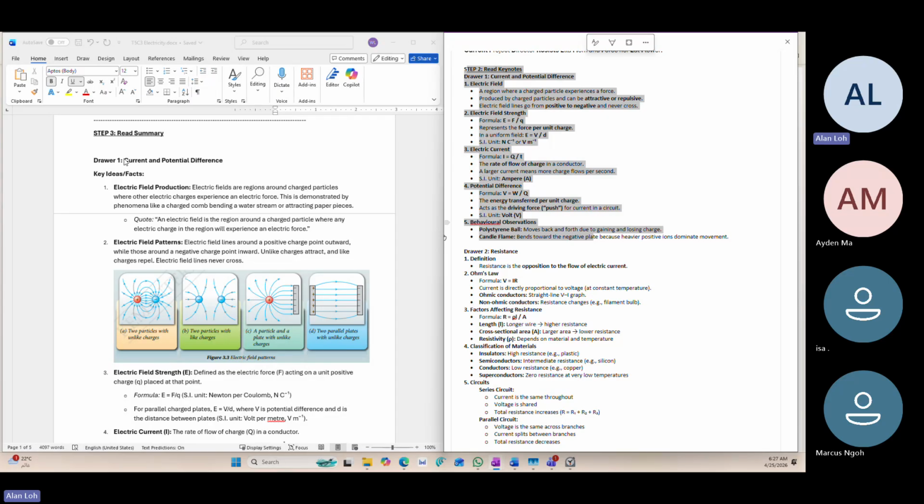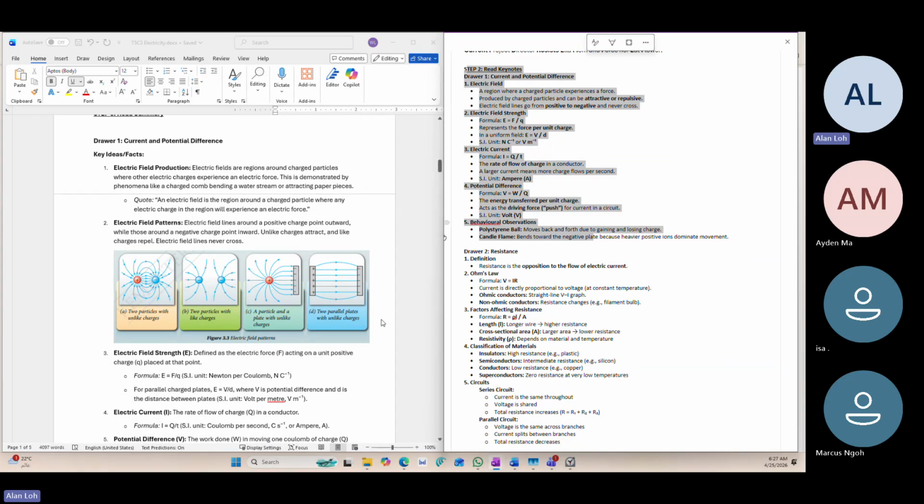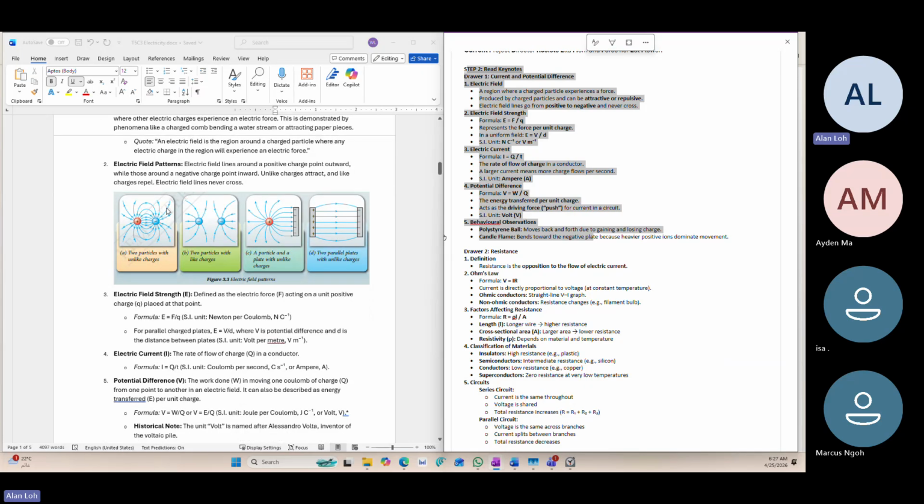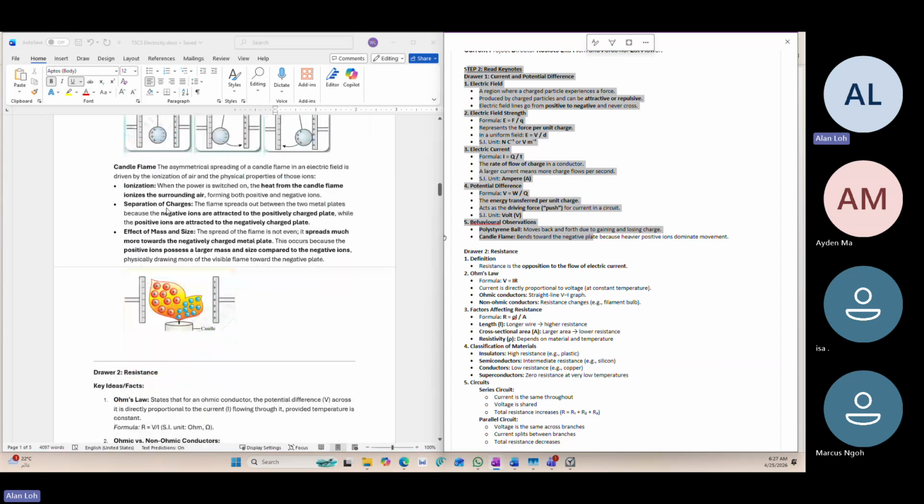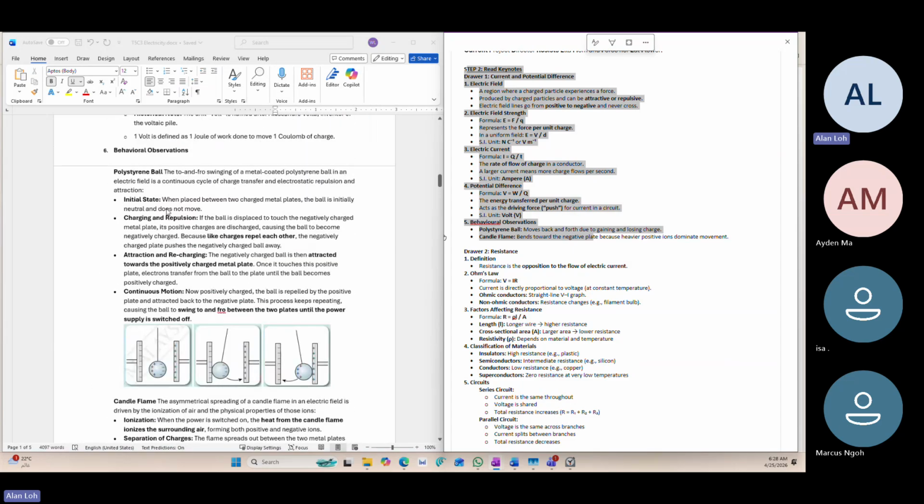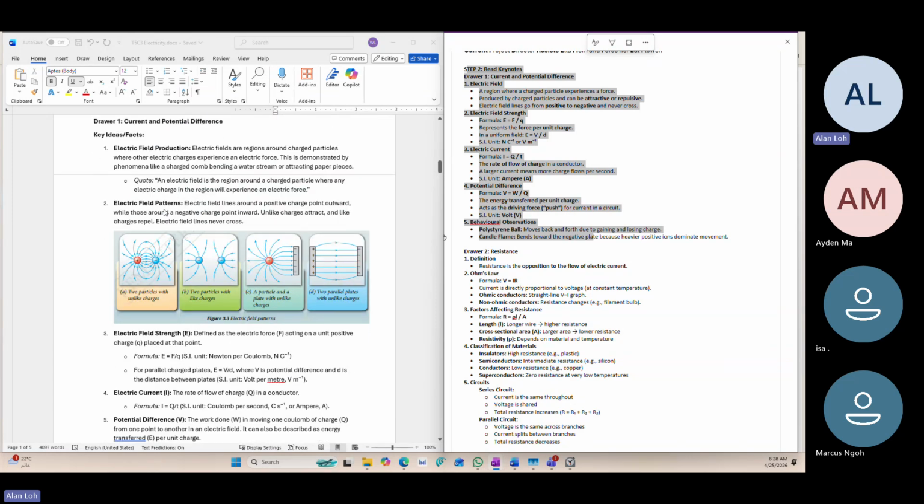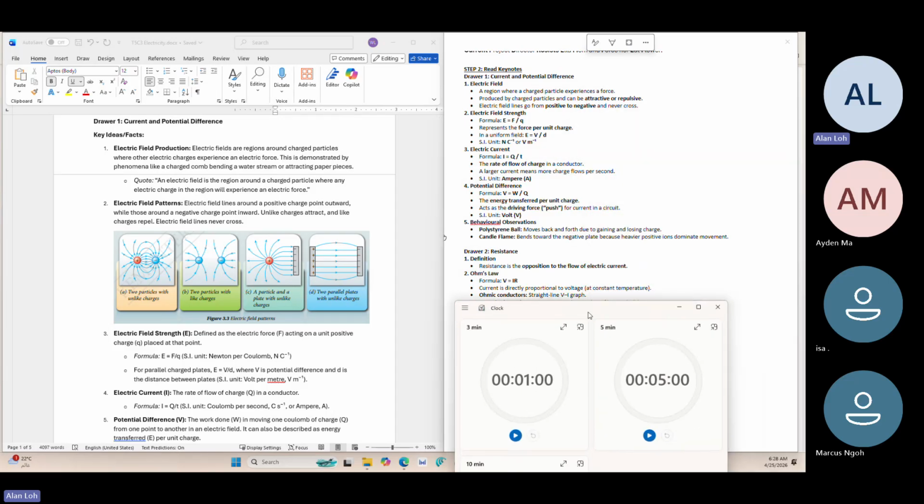So you just need to have a little bit more information than you had 5 minutes ago, and that's it. Okay, so let's do drawer 1, current and potential difference, and we'll read. Let's see how long this is. It's quite long, so we'll take maybe 2 minutes for each part. You can divide drawer 1 into 2 parts. And how do you read this?